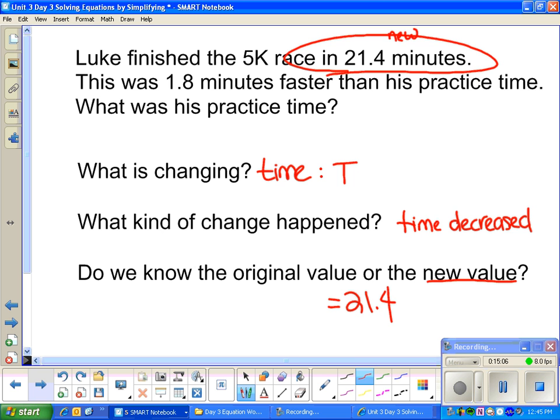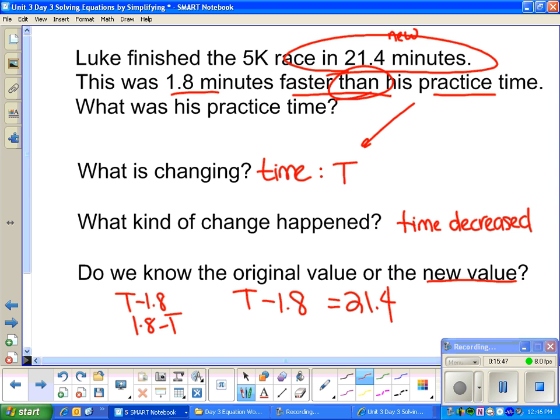Okay. Any other clues you can read in that word problem? This was 1.8 minutes faster than his original time. Faster, 1.8, faster than, and then his original time, which we're going to call t. So let's see, do you think it will be t minus 1.8 or will it be 1.8 minus t? I got to know his time first. I'm going to subtract 1.8 minutes from it and give me his new time, which is 21.4.